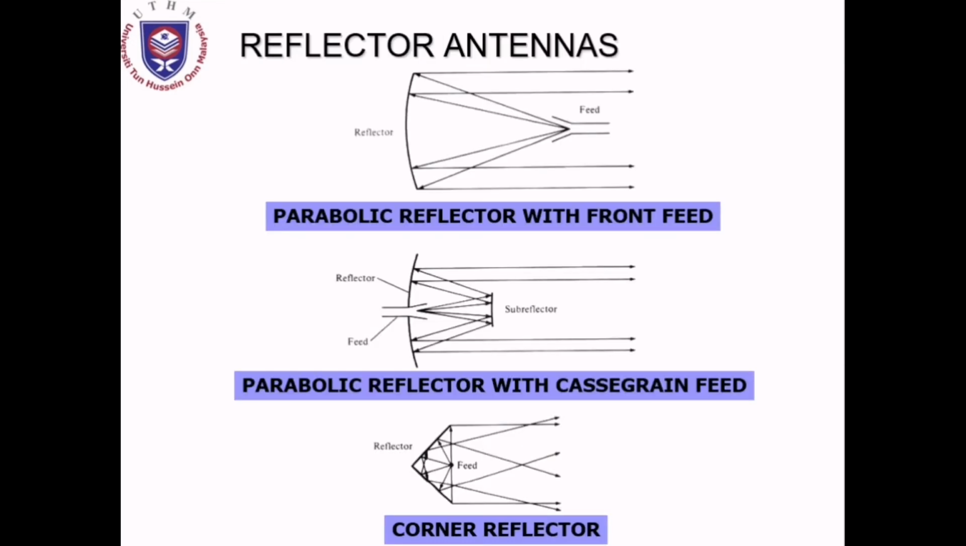Similar goes to the reflector antenna. It is a high gain directional radiation pattern antenna. If you look at this, it is a parabolic reflector with front feed. With this feed here, the source is over here. The reflector reflects the electromagnetic wave and propagates to the right side. Similar goes to the parabolic reflector with Cassegrain feed and also corner reflectors.